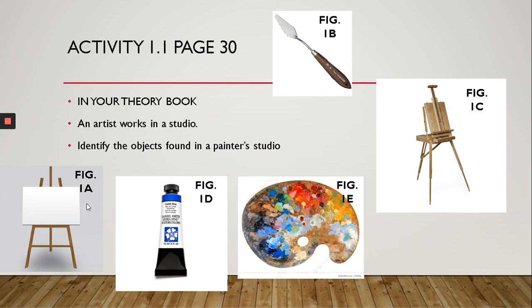Okay, so I'm going to stop the video after this activity. You're going to do activity 1.1 on page 30. Each one of these images, there are 5 of them, A, B, C, D, and E. You are going to try and label them. What do you call each of these objects?